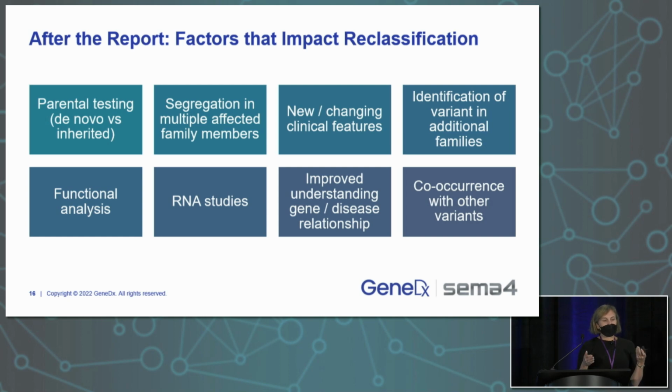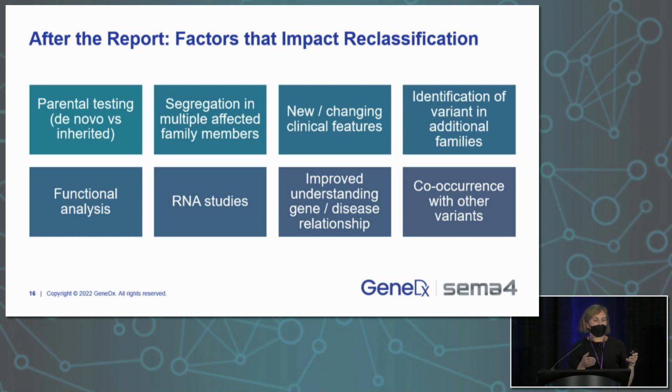So if we've identified a variant of uncertain significance or we don't have a definitive answer, what can we do? If the biological parents were not tested already, usually that's our first recommendation. Let's try to figure out whether that variant is inherited or de novo, and that often is enough to give us the information that we need to be able to reclassify a variant.